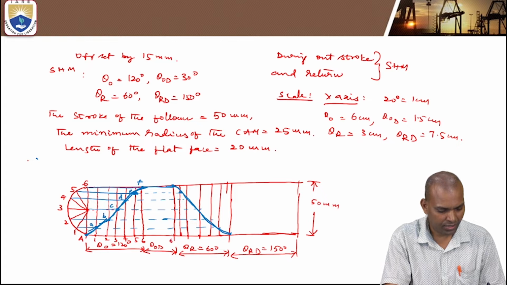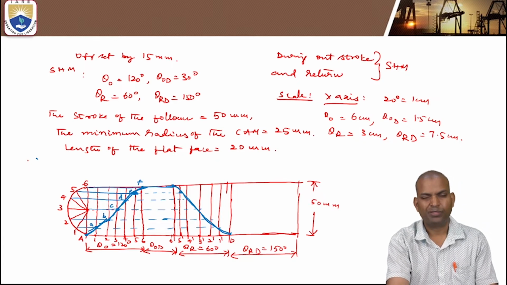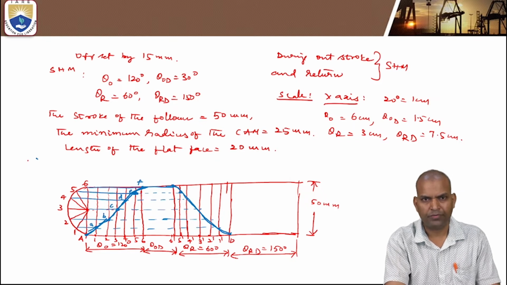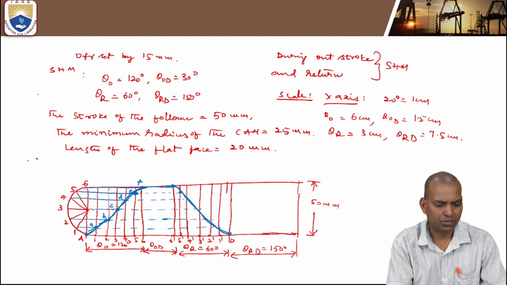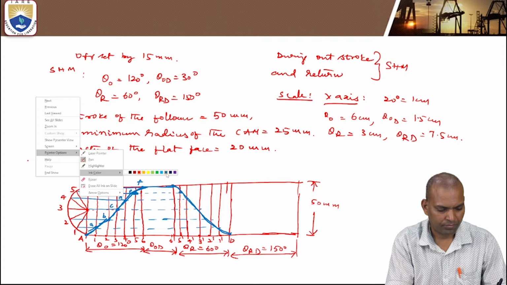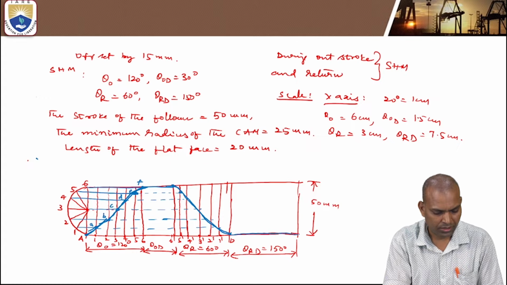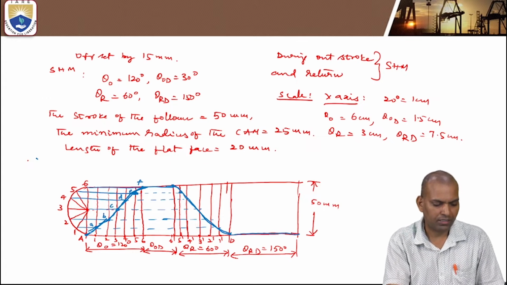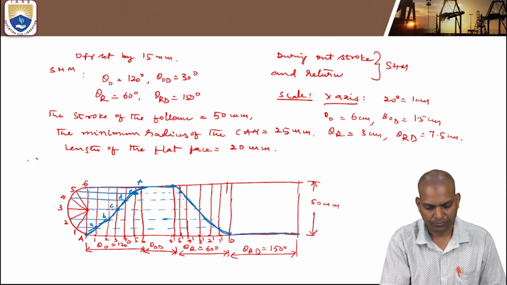Here it is: 6 dash, 5 dash, 4 dash, 3 dash, 2 dash, 1 dash, 0. So this curve gives the displacement of the simple harmonic motion of the follower. This is the displacement curve when the follower is having simple harmonic motion during outstroke and return stroke. This blue color indicates the complete outstroke and return stroke curve during SHM.